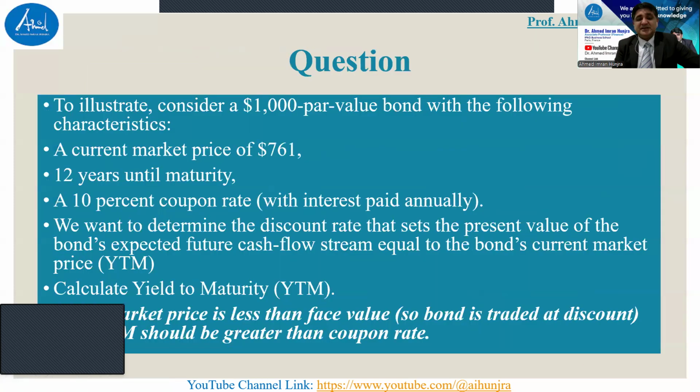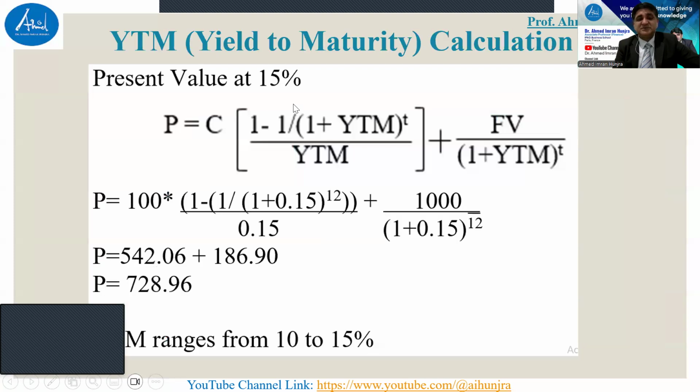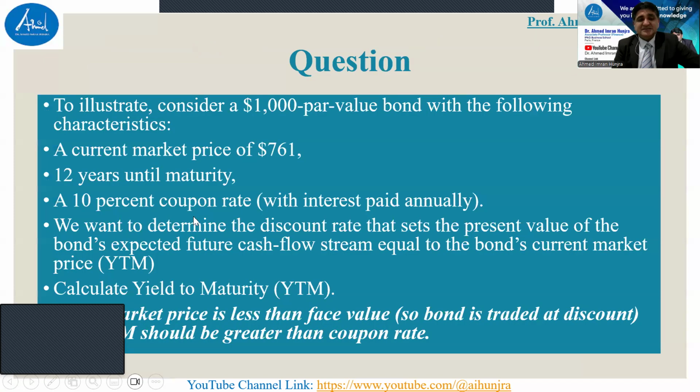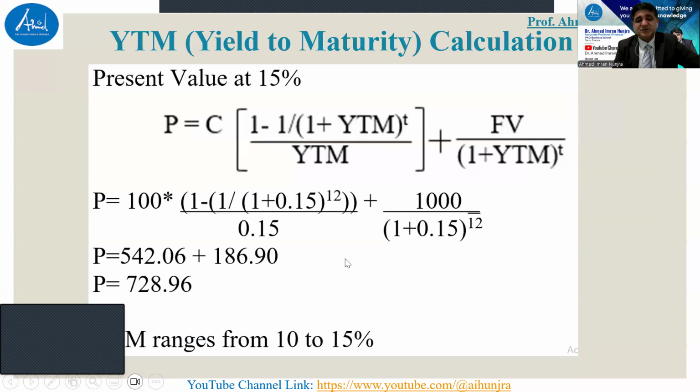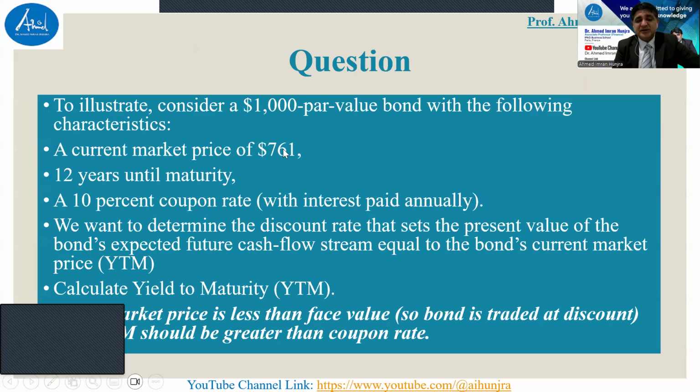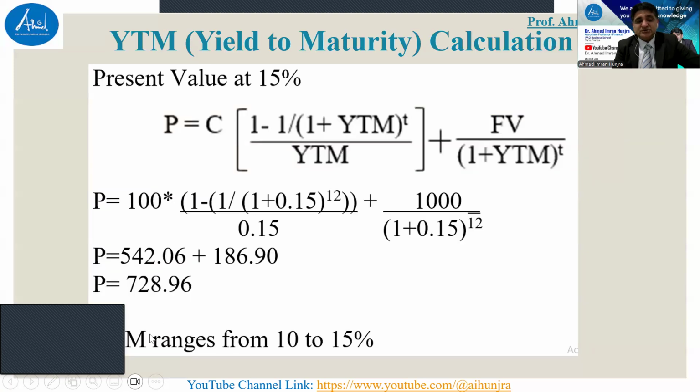At 10%, it will be 1,000. At 15%, it is equal to 728.29. So it means YTM ranges from 10% to 15%. What we need is the rate which gives us an answer equal to 761. At 10%, we are getting 1,000. At 15%, we get a value of almost 729. So 761 is in between 729 and 1,000.